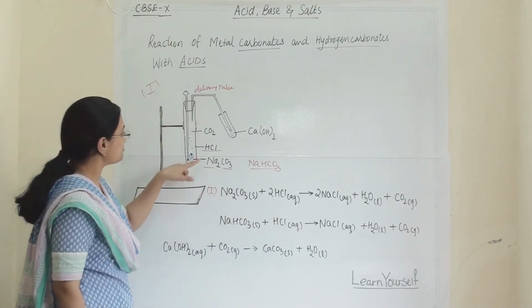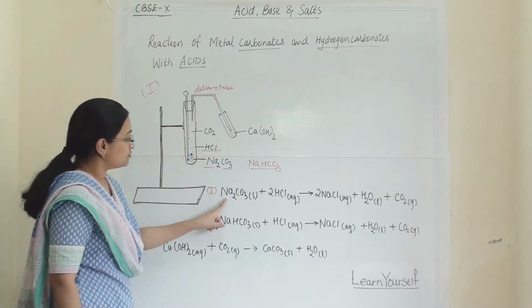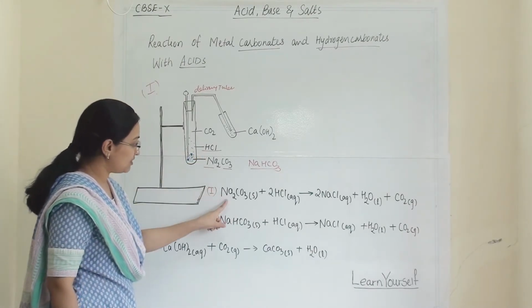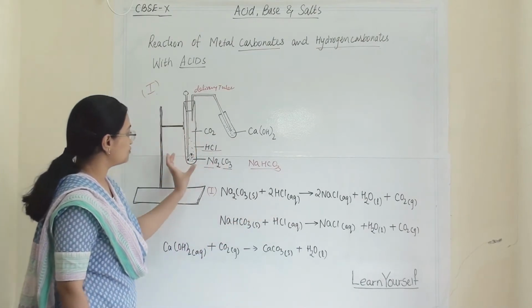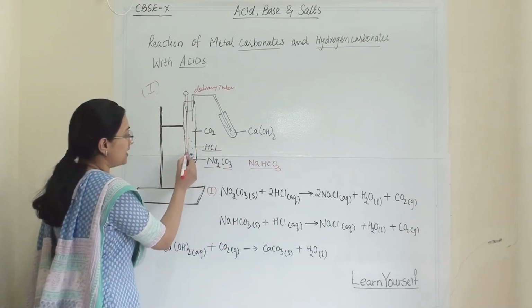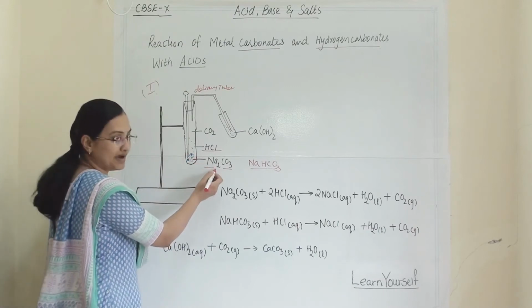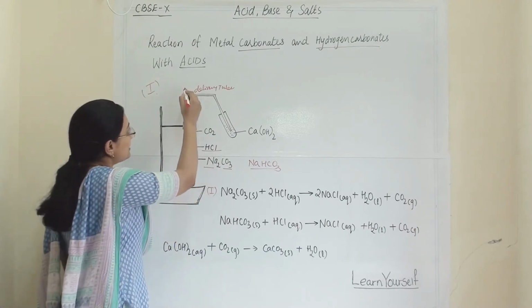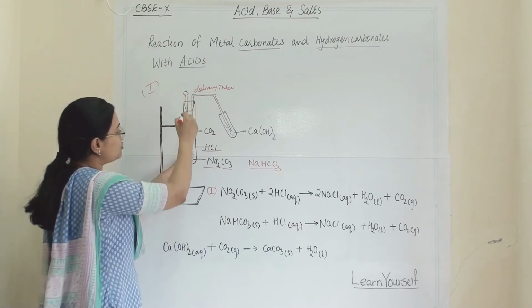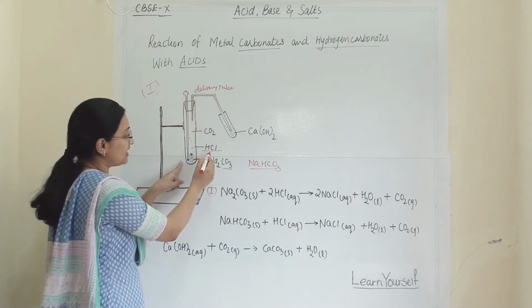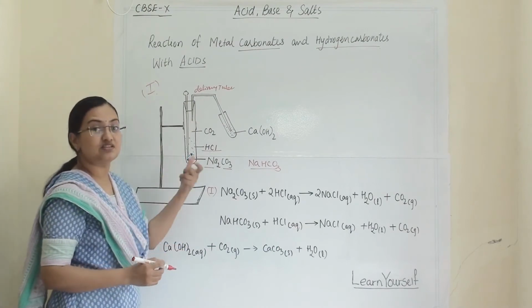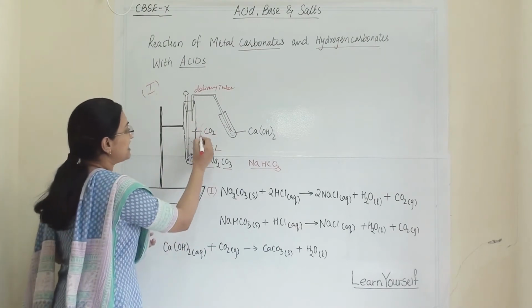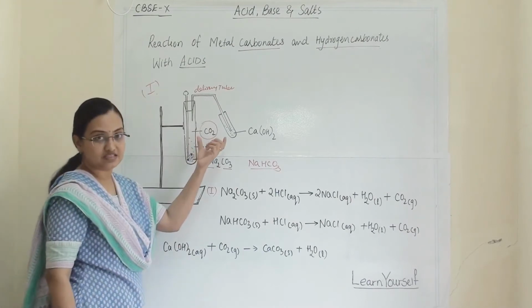So in this experiment, metal carbonate, that is sodium carbonate, along with HCl is going to react. So here what all particles you are seeing is of metal carbonate, and here from thistle funnel we are going to add hydrochloric acid in dropwise manner. So once they will start reacting, we will get carbon dioxide gas from this.